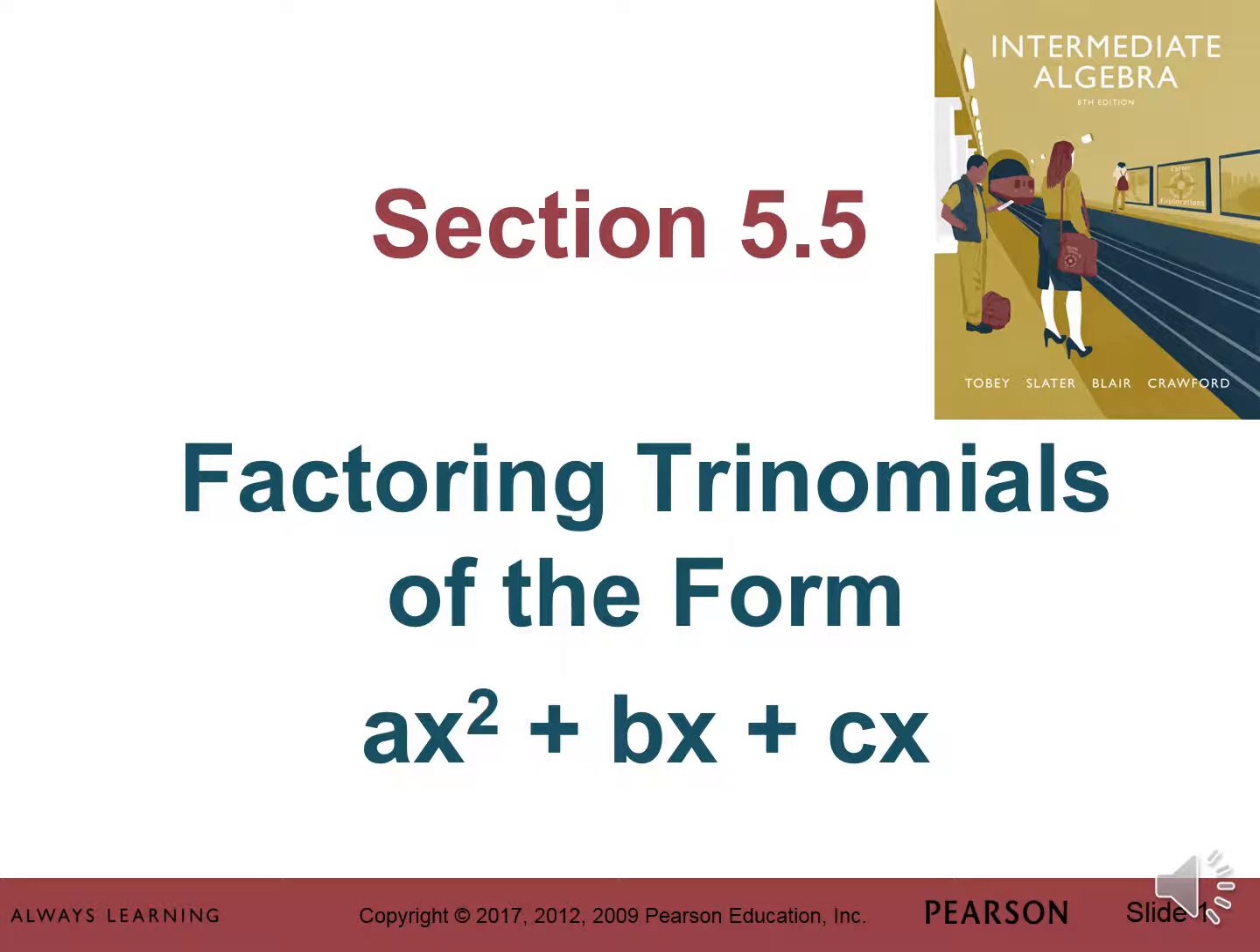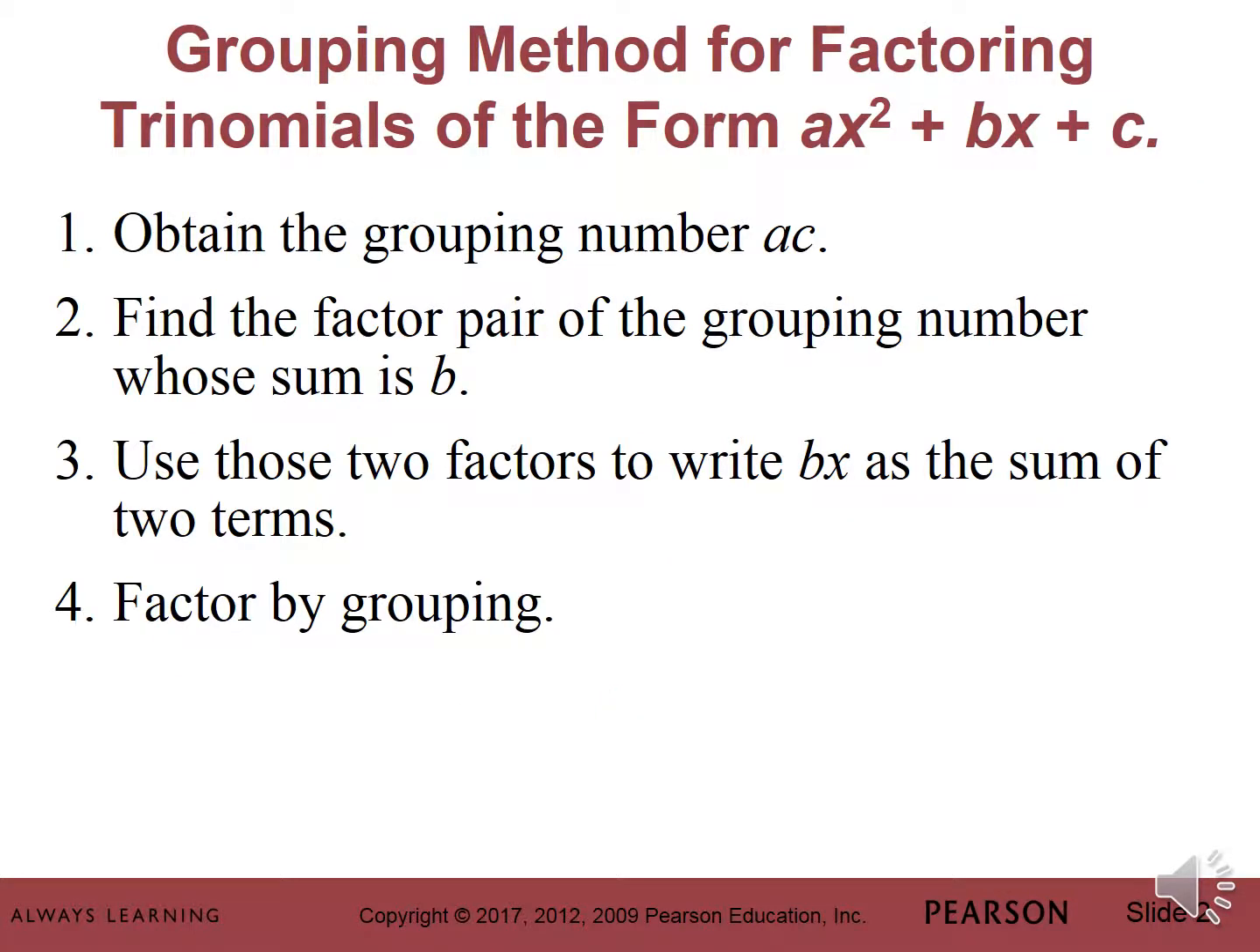The last objective in section 5.5 is factoring trinomials of the form ax squared plus bx plus c, where a is not equal to 1. Here's the method.